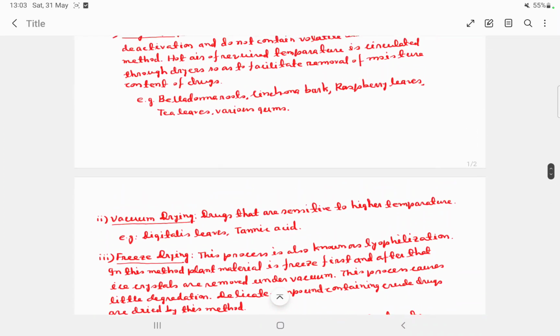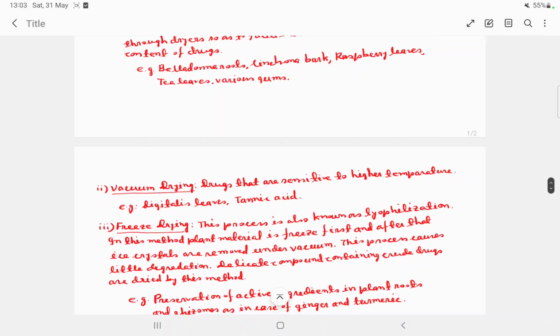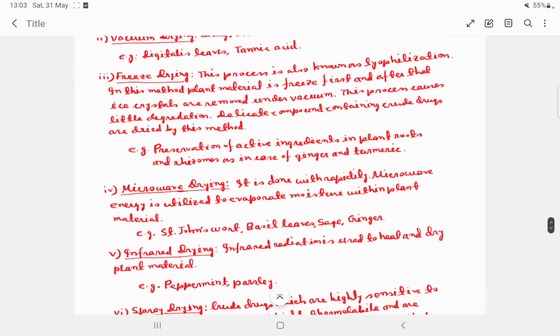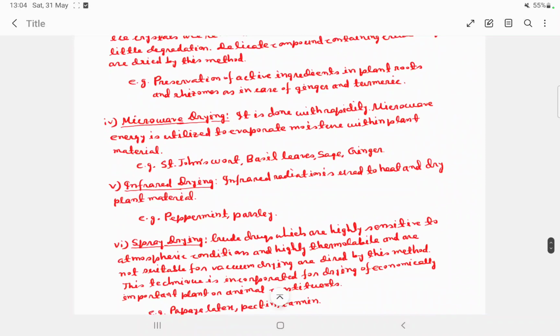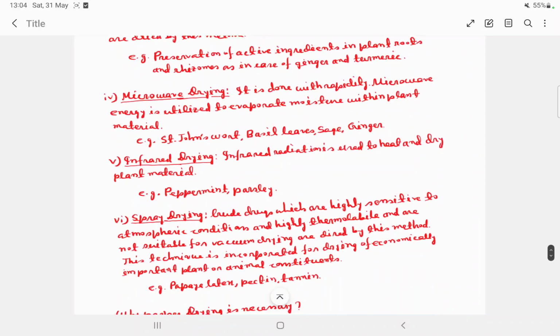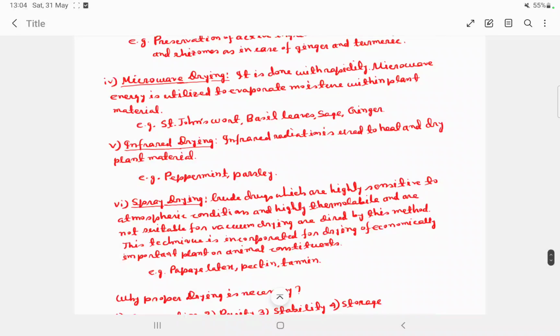So ginger can be dried by freeze drying, and another method is microwave drying. It is done with rapidity, where microwave energy is utilized to evaporate moisture within plant material. Examples include St. John's wort, basil leaf, sage and ginger. Infrared drying: infrared radiation is used to heat and dry plant material. For example, in the case of peppermint and parsley, infrared drying is carried out.